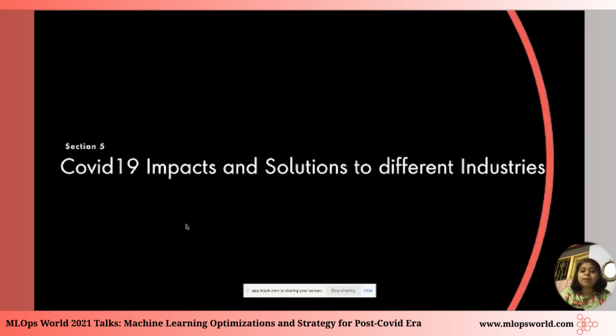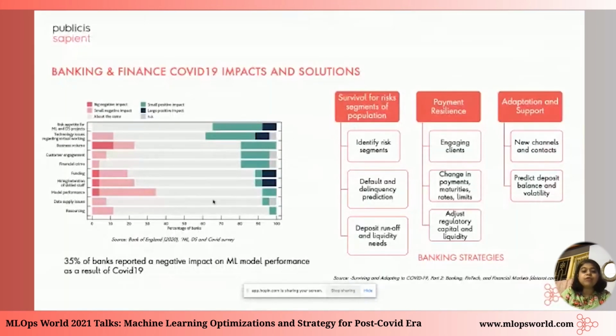So let's take one example from COVID. We have time constraints. So if you see here with the banking and finance example, the banking industry says that model performance is vastly impacted due to COVID, and the impact is huge. A small impact is also there, a big impact is also there, but it's the highest among the model performance. 35% of the banks have reported a negative impact on ML model performance. People have understood they have to move to ML and data projects, technology. These are all less. Customer engagement is less. There's not a significant negative impact.